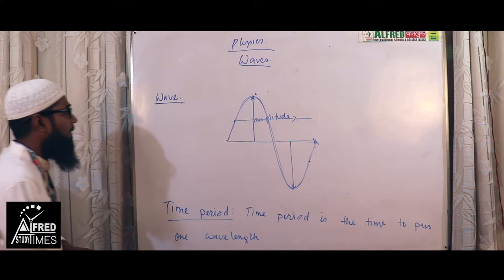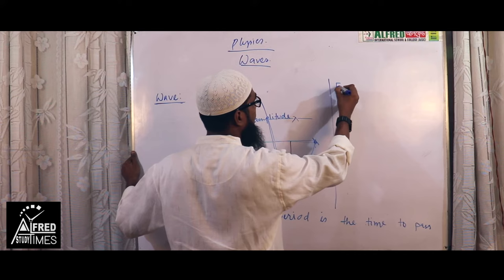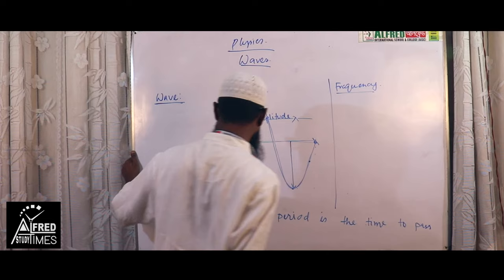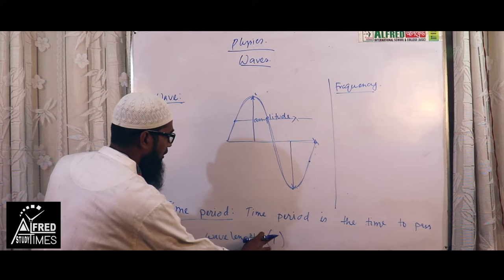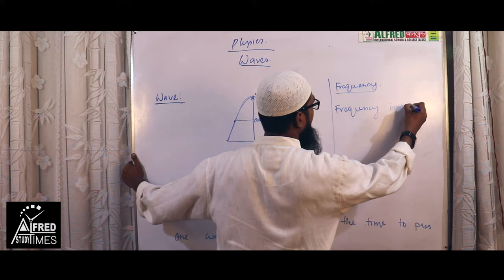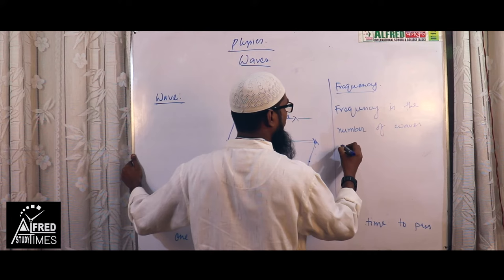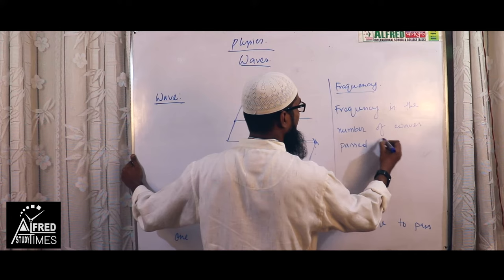And frequency, I am telling you about frequency here. The symbol of time period is T, capital T. And frequency is the number of waves passed in 1 second.